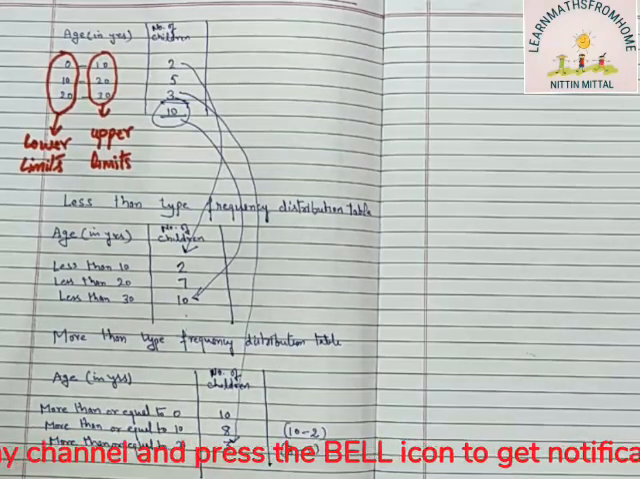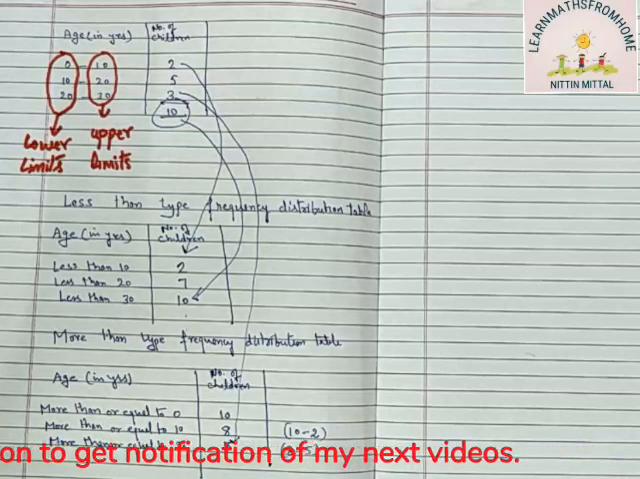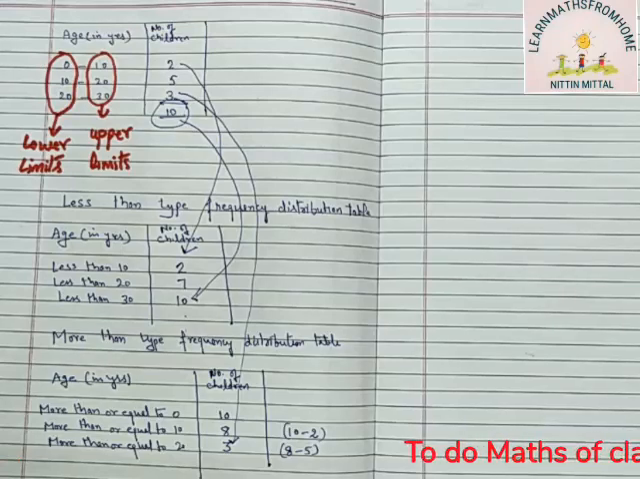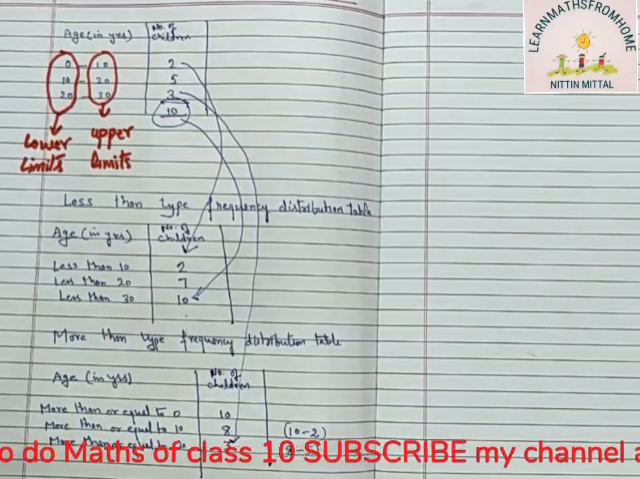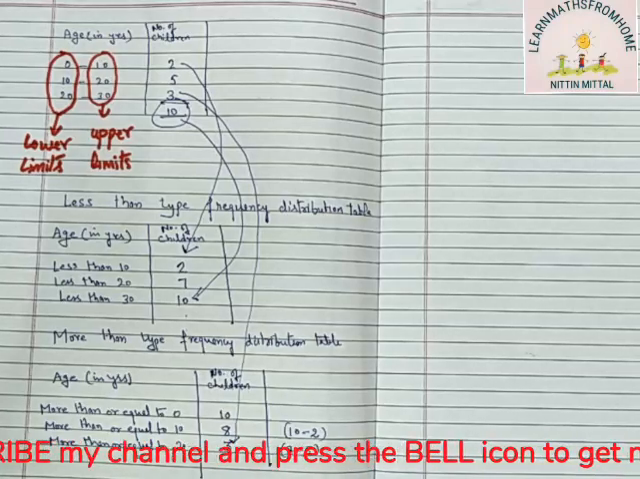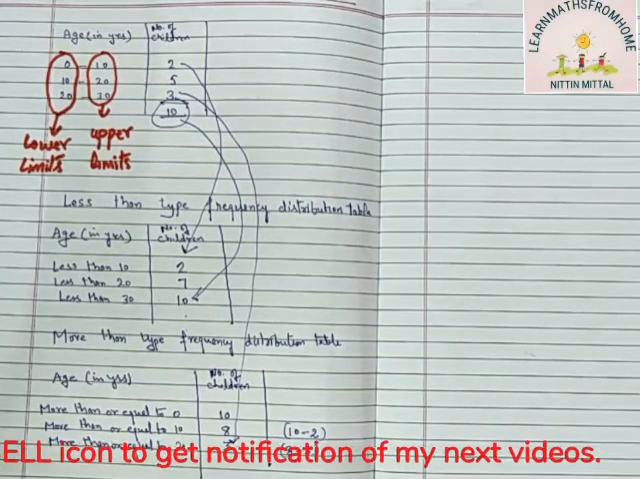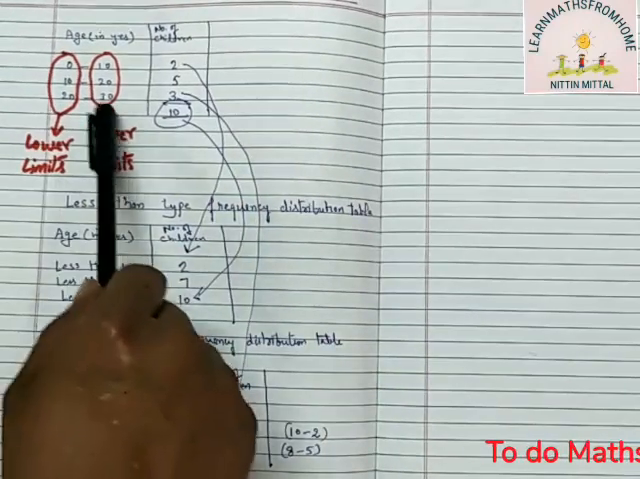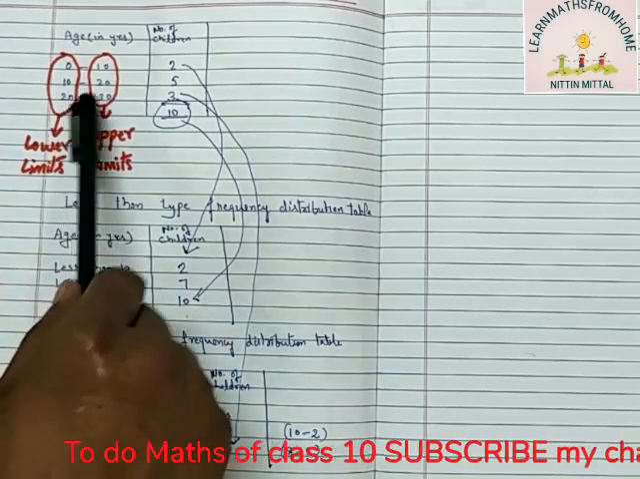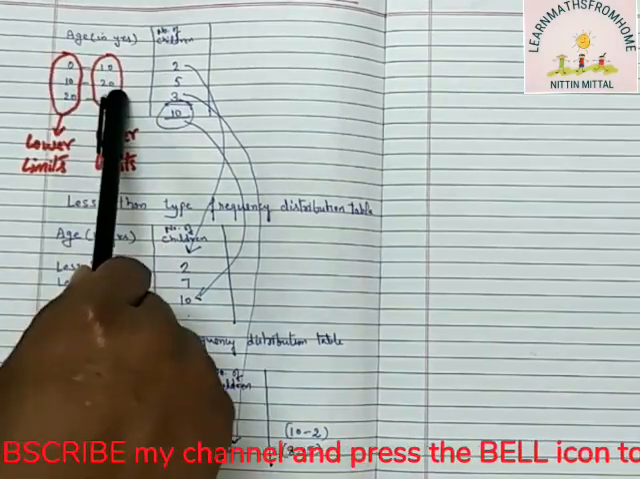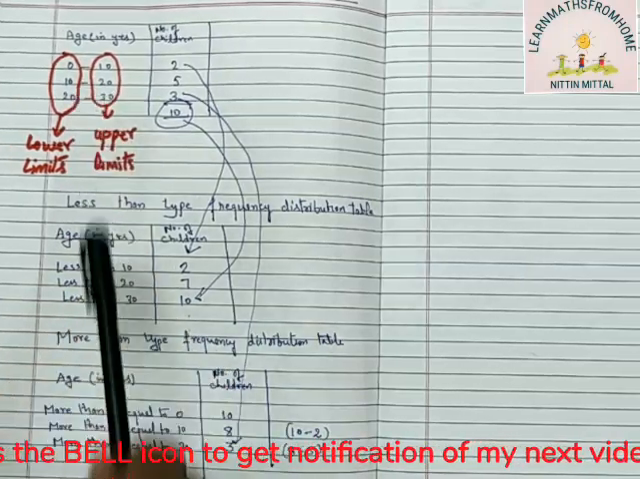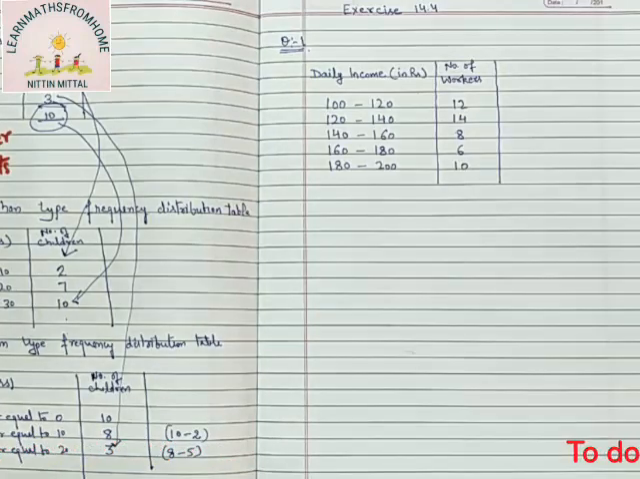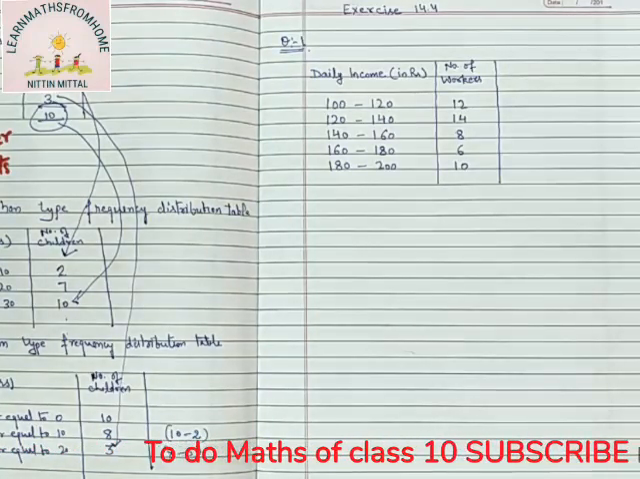So this is how to convert the given continuous form data frequency distribution into a less than type or more than type distribution table. The important thing is, in the given data, class intervals must be continuous, like 0 to 10, next is 10 to 20, after that 20 to 30. This is very important. So let me do the first question of exercise 14.4.